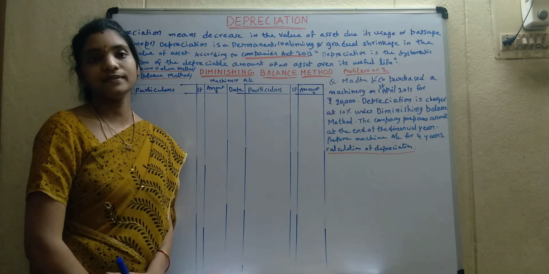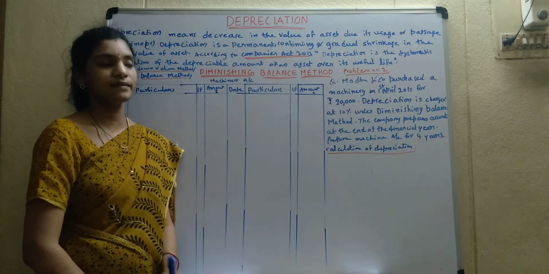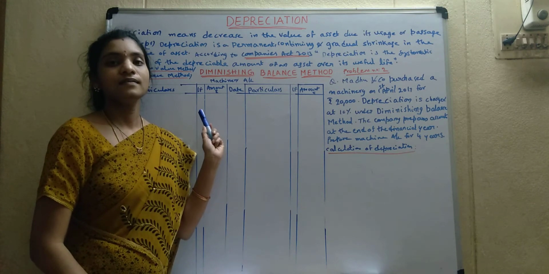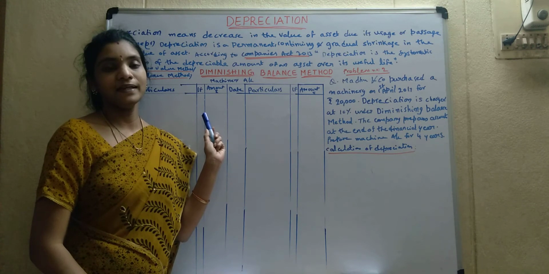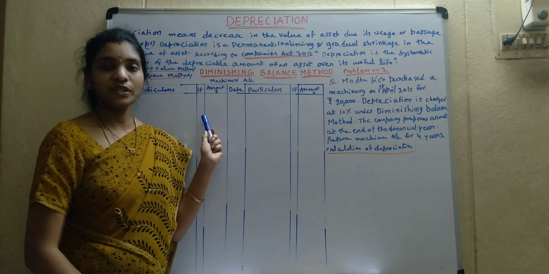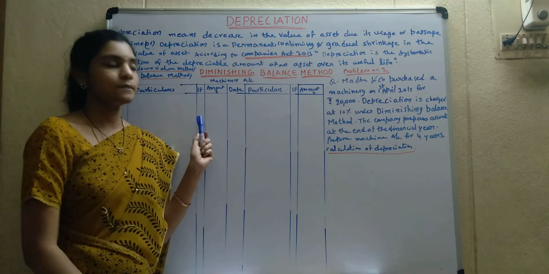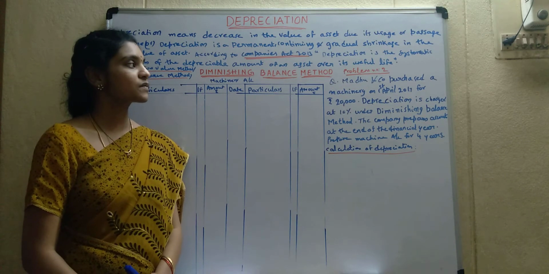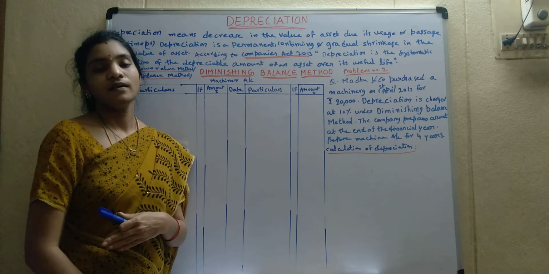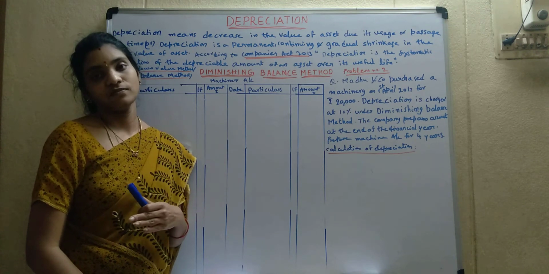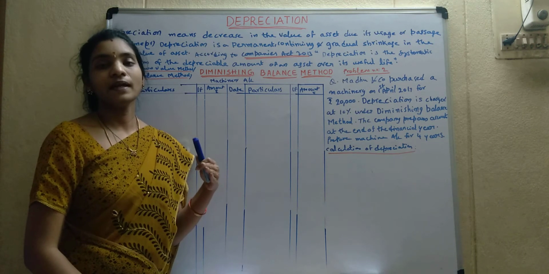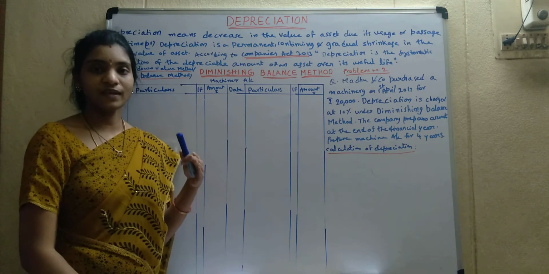The income tax department doesn't accept the fixed installment method, but the diminishing balance method is accepted by the income tax department. So many business concerns follow the diminishing balance method. In the diminishing balance method, as the value of the asset reduces every year, depreciation also reduces. We calculate the depreciation on the reduced value of the asset, so depreciation also reduces every year.